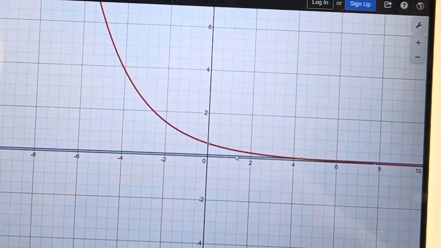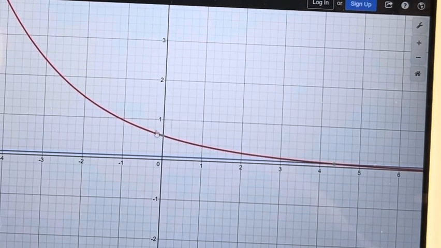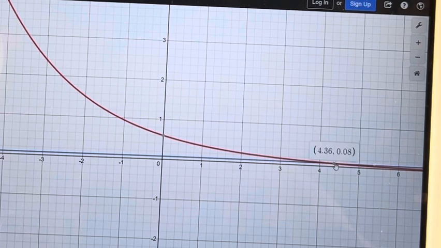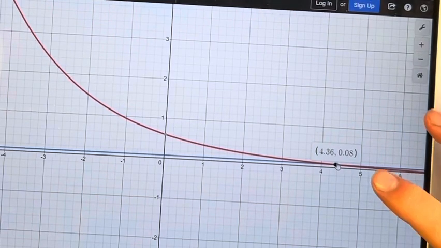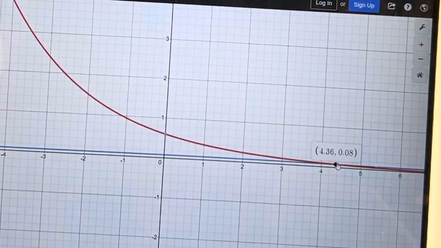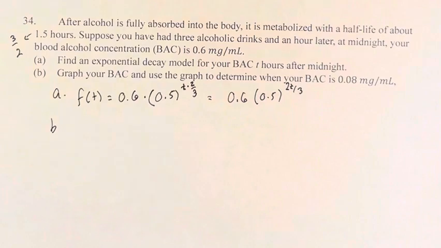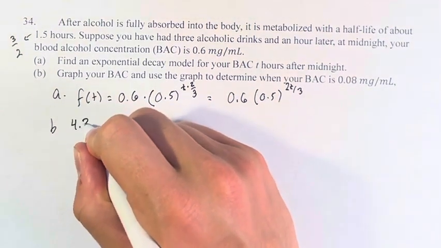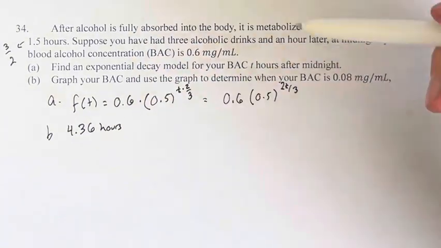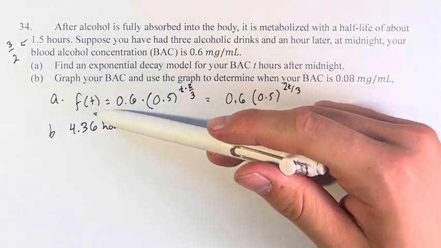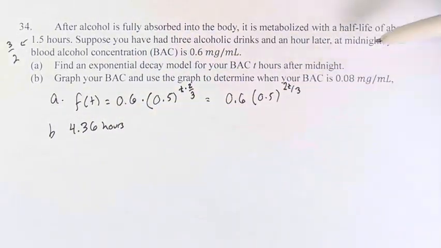Well, I've also graphed this blue line, y equals 0.08, and the point at which they intersect is the point when the value of the function is 0.08. And we can see that happens at a value of 4.36, which means, based off of our graph, that at 4.36 hours, the value of the function, and therefore the BAC, is equal to 0.08.